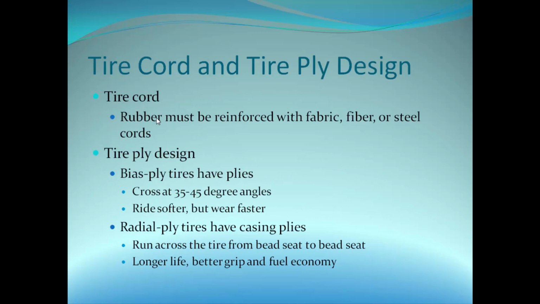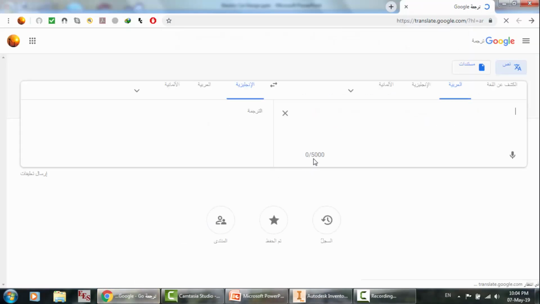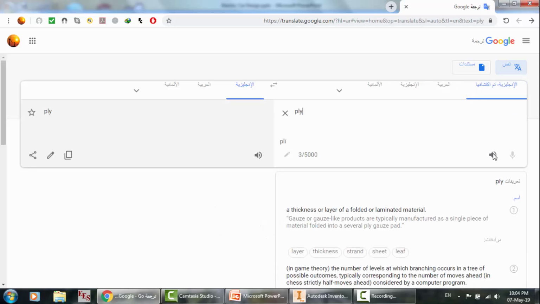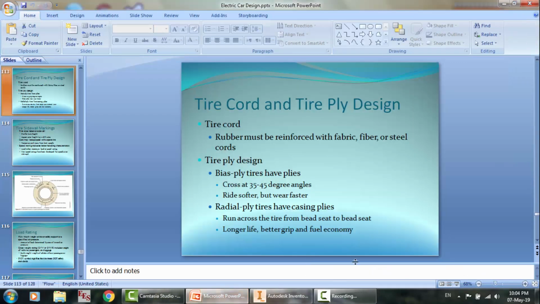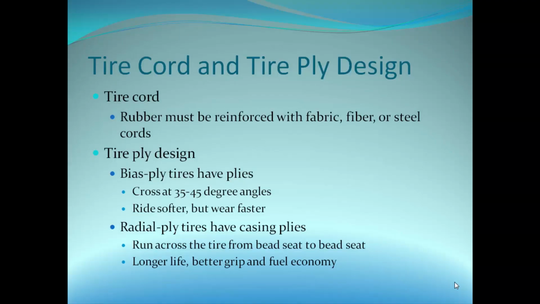For the tire cord and tire ply design, just to be sure of the pronunciation: ply. Yes, ply. Excuse me. Tire cord rubber must be reinforced with fabric, fiber, or steel cords. In bias ply tire design, the plies cross at 35 to 45 degree angles.